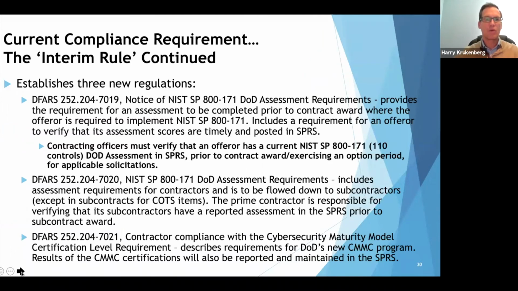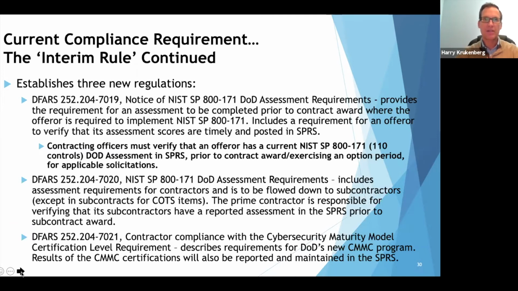So this interim rule established 3 new regulations in the form of 3 DFARS clauses. And we listed these here verbatim for your reference, but they're actually pretty simple. The first one, 7019, essentially says you need to do what I just described, which is perform a self-assessment, enter it into the SPRS system prior to contract award.